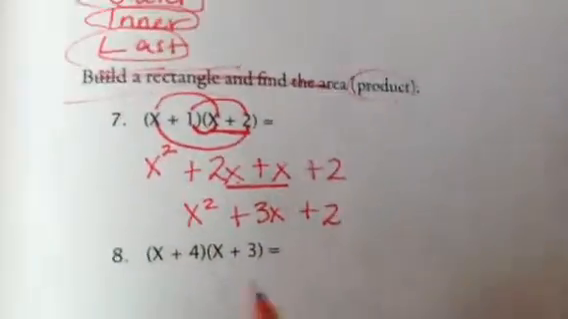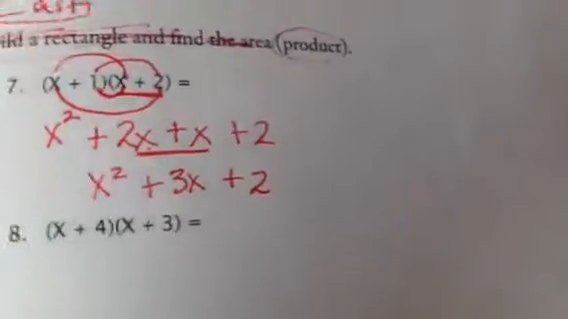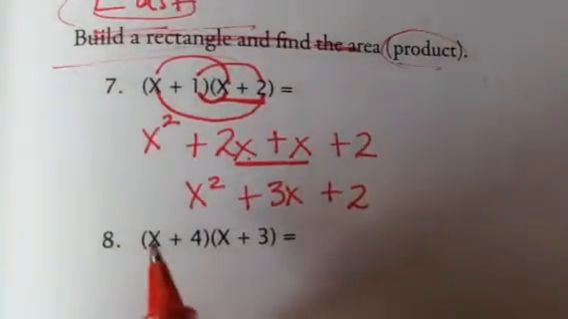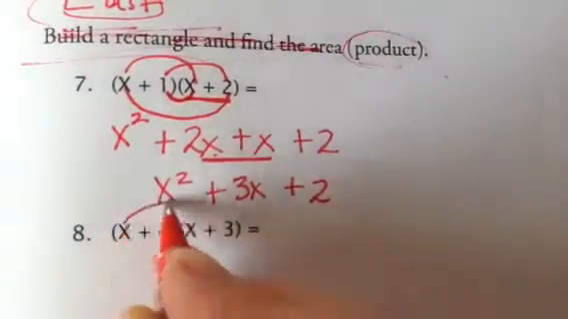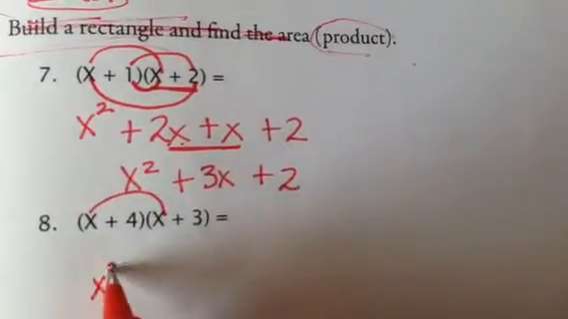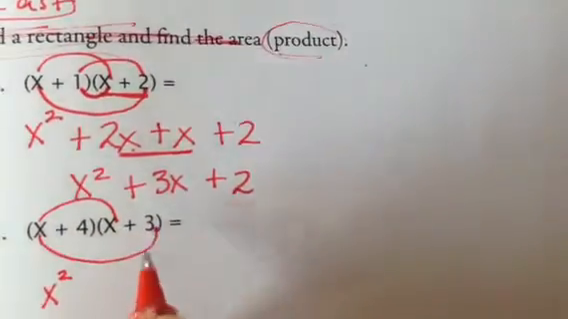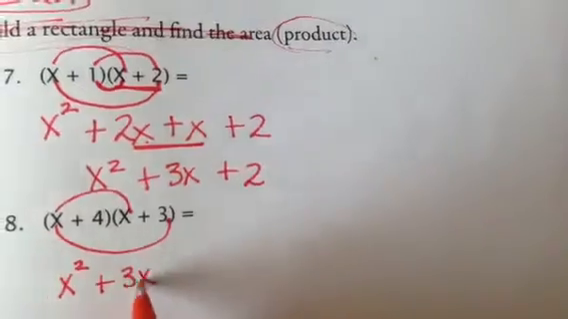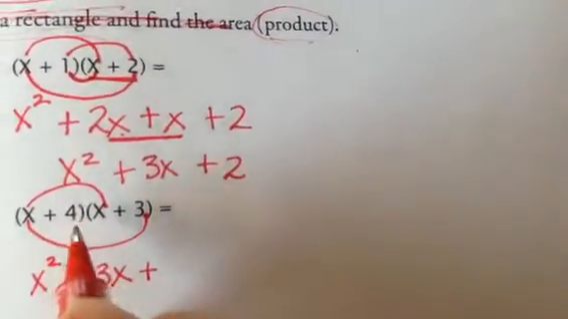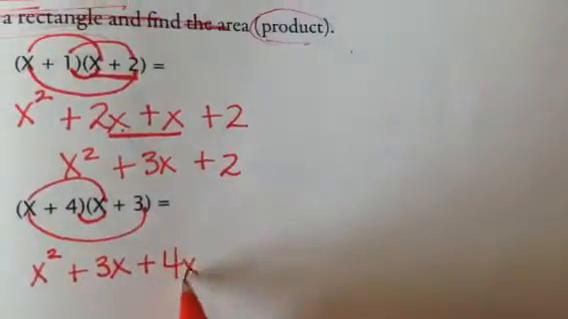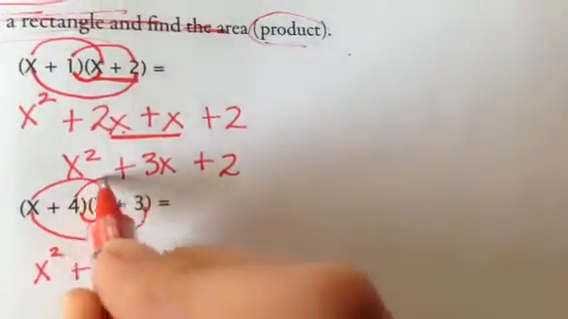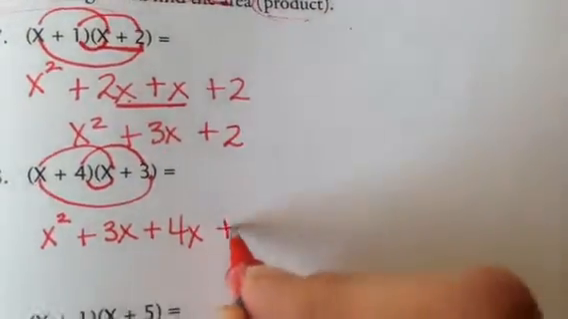Let's try another one here. You're going to take this x and multiply it times everything over here. So I'm going to first do x times x, that's x squared. I'm going to do the x times 3, which is 3x. Then I'm going to do these inside terms. 4 times x is 4x. And then the last terms, 4 times 3 is 12.